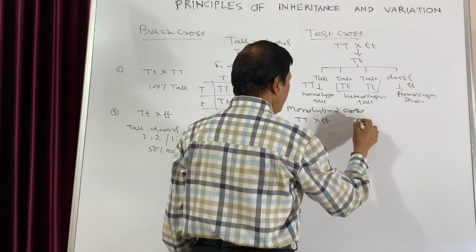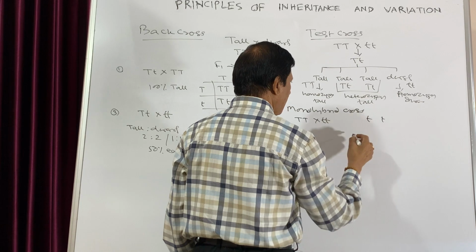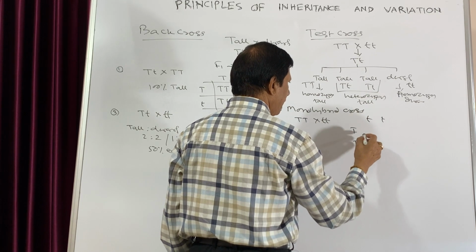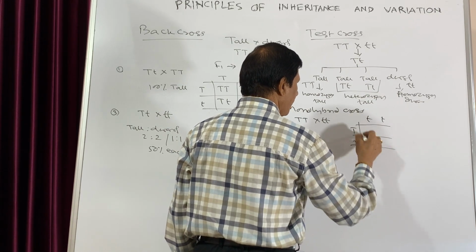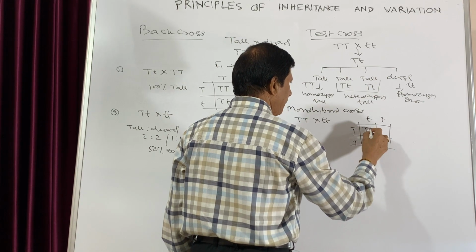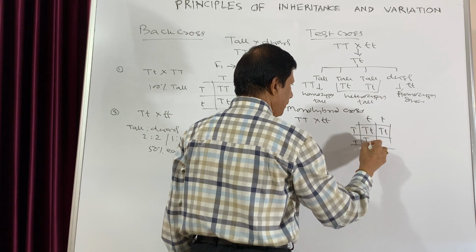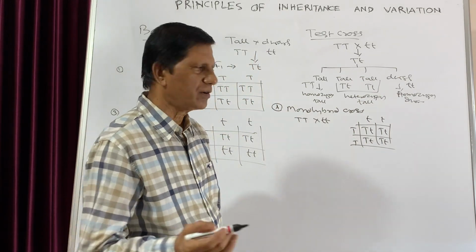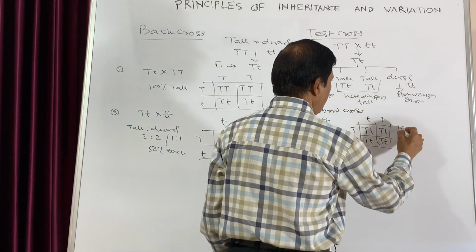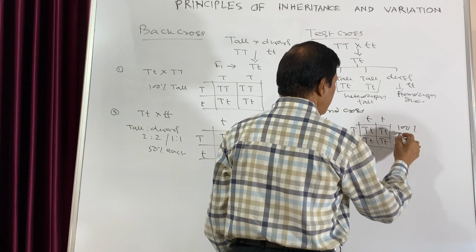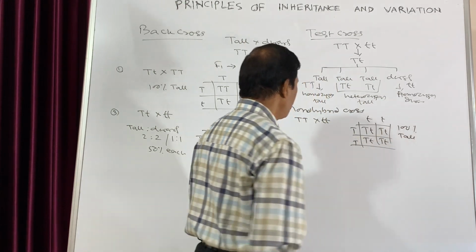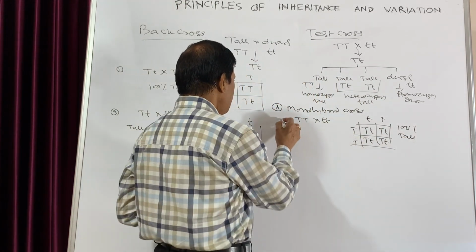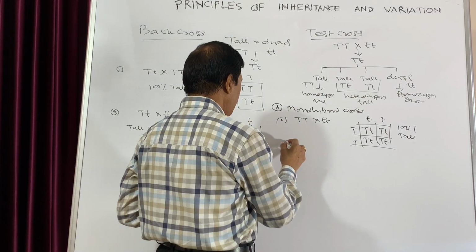So what will you get? This side you will get gametes of one type, and this side also gametes of one type. The offspring will be capital T small t, capital T small t, capital T small t, capital T small t. That means all plants are tall, 100% plants tall. Now this is one. Now come to the second one.